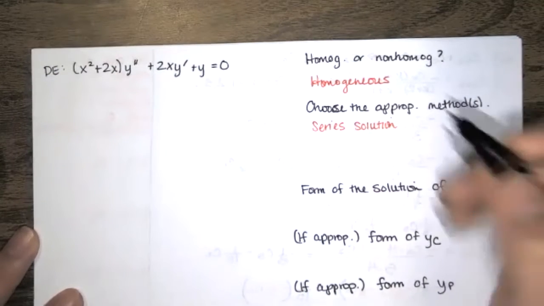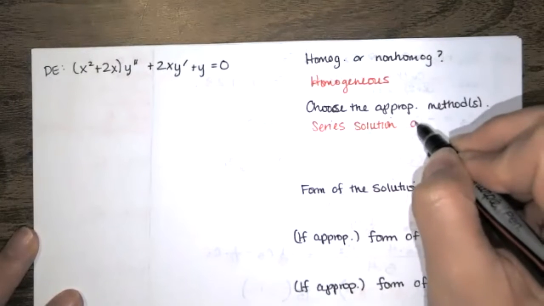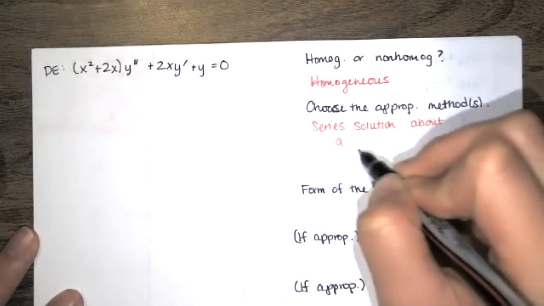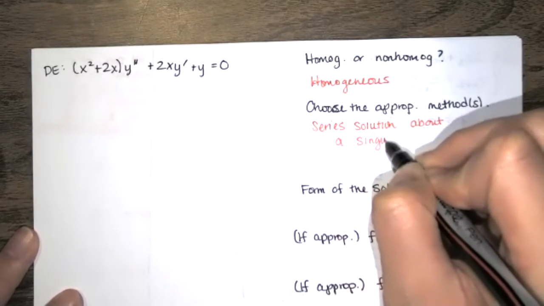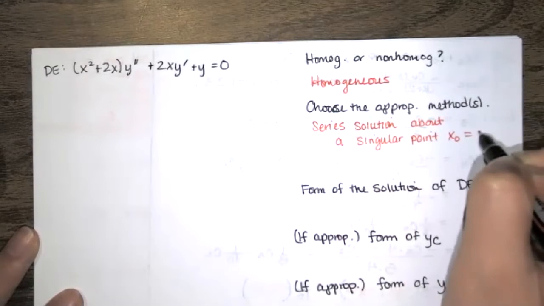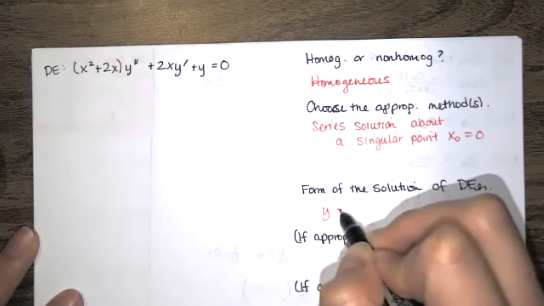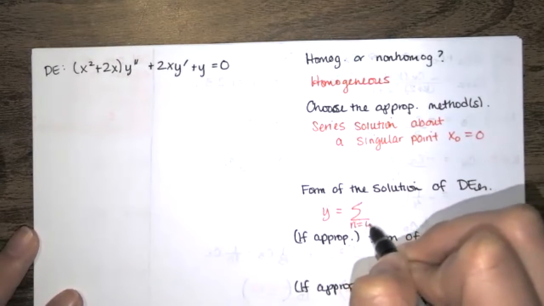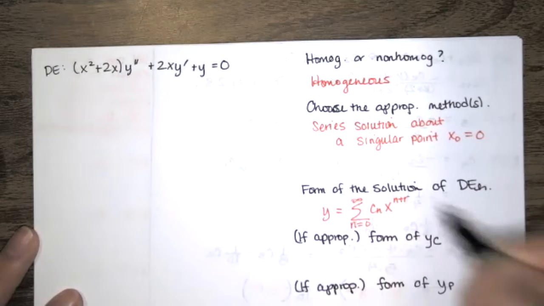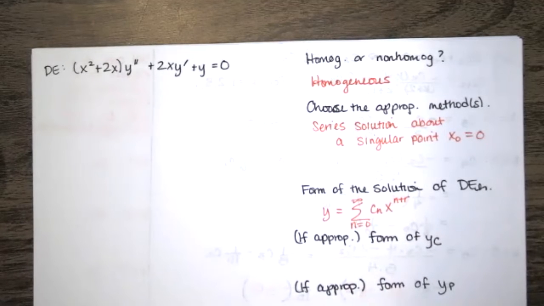So I think I'm going to give everyone full credit for this. This would require what's called a series solution about a singular point, x naught equals 0. And the form of the solution in that case is the sum as n goes from 0 to infinity of c sub n times x to the n plus r, where r is a value to be determined by us, provided that x naught equals 0 is a regular singular point of the differential equation.